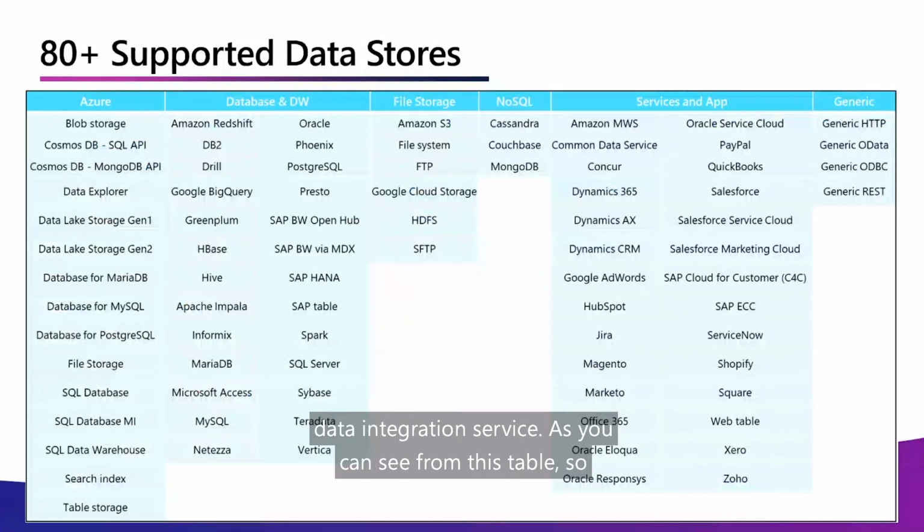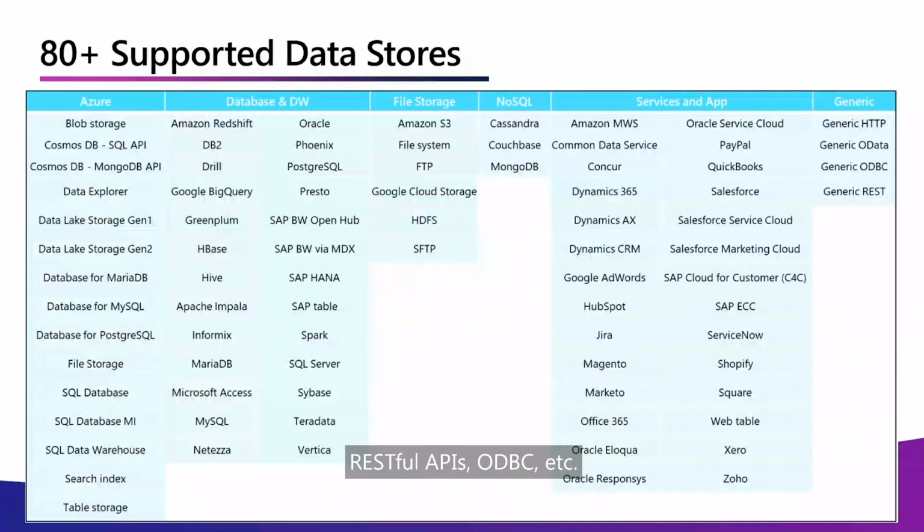As you can see from this table, other than the Azure sources, we also support other popular cloud services, such as Amazon S3, Redshift, Google Cloud Storage, BigQuery, some database systems, whether they are on-premises or on the cloud, such as Oracle, MySQL, PostgreSQL, and some popular software as a service applications, such as Salesforce. And of course, we also support generic protocols, such as RESTful APIs, ODBC, and et cetera.